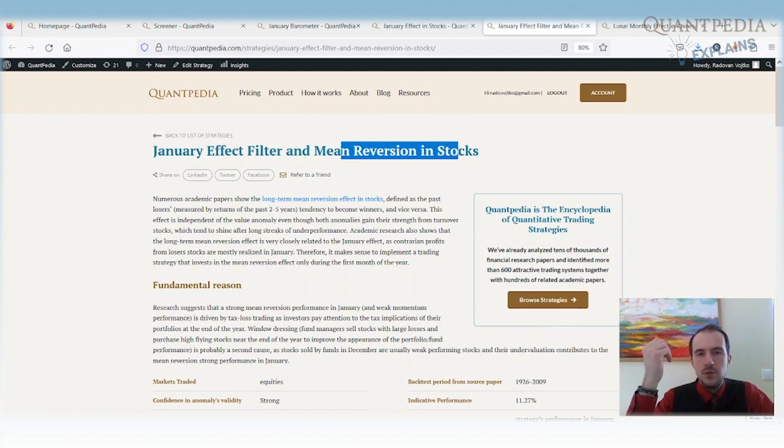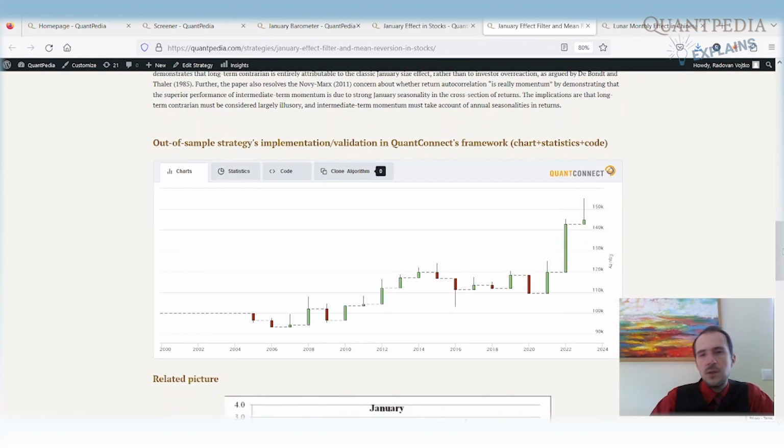That's called mean reversion, and January is the strongest month of the mean reversion or short-term reversal effect in stocks. As you can see on the chart, the performance is especially interesting during the last crisis years, so in 2021, 2022, 2023. 2022 was before the war between Russia and Ukraine. 2021 and 2020 were the years of the COVID crisis. So that's also a very interesting strategy.